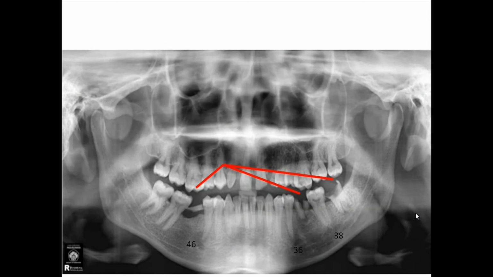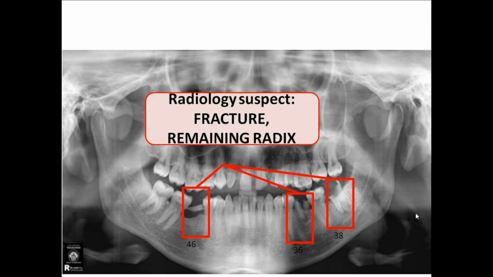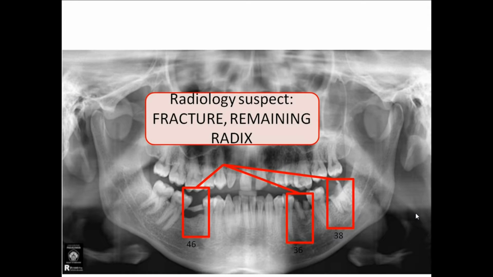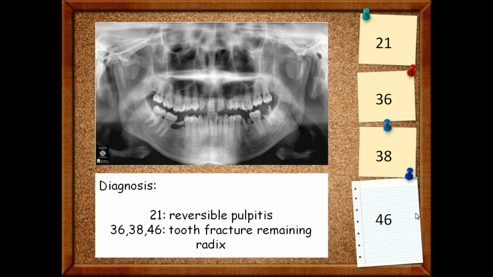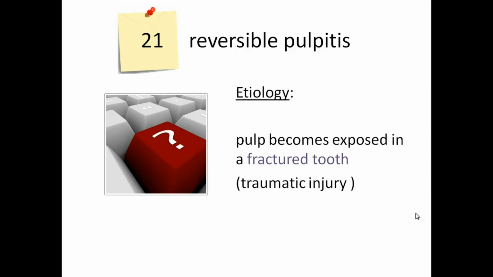For tooth 4-6, 3-6, and 3-8, we suspect that the tooth has fractured, leaving the radix. We can diagnose that 2-1 has reversible pulpitis, and for 3-6, 3-8, and 4-6, the tooth fractured, remaining the radix. For tooth 2-1, the reversible pulpitis is caused by a traumatic injury, which caused pulp exposure in a fractured tooth.